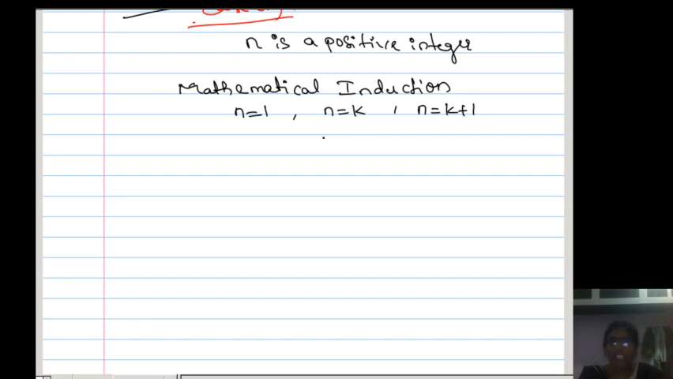So what is that? First let us see whether the given statement is true in the case of n equal to 1 or not. Okay, if n equal to 1, let us see. Here it is an assumption: we are assuming that the given statement is true for n equal to k. We are assuming ourselves.